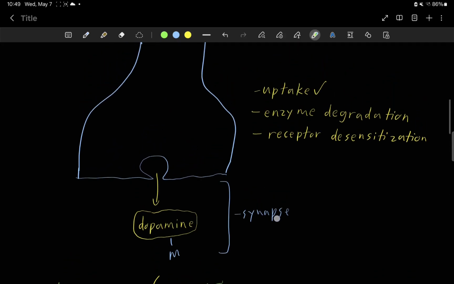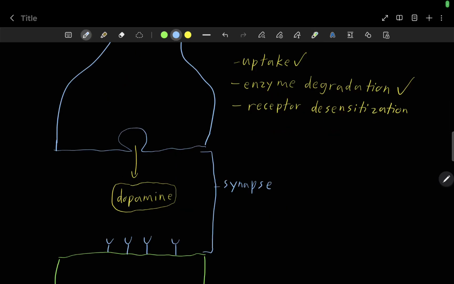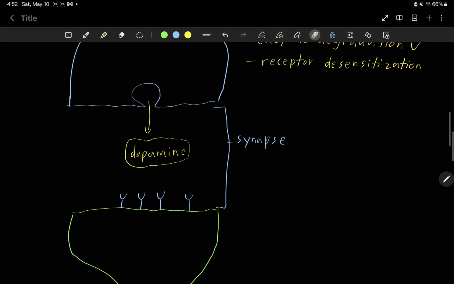Now, let's look at our third mechanism of receptor desensitization. So the third termination mechanism, which is called receptor desensitization, is a little bit different than our first two mechanisms. Whereas uptake of our messenger molecule and degradation of our messenger molecule both act on our messenger molecule, in this case, dopamine, receptor desensitization doesn't do anything to the dopamine. It instead acts on the receptors, as the name suggests, of the postsynaptic cell.